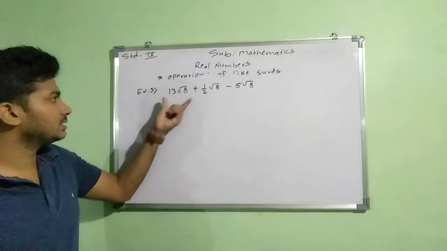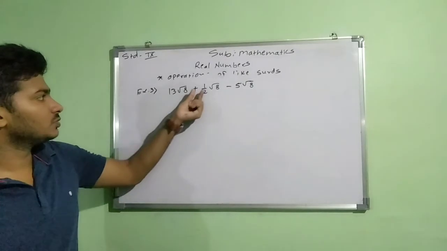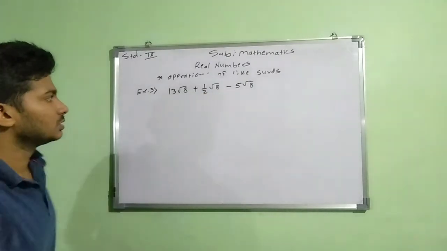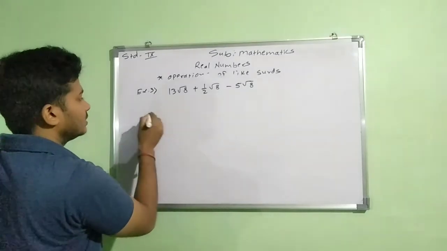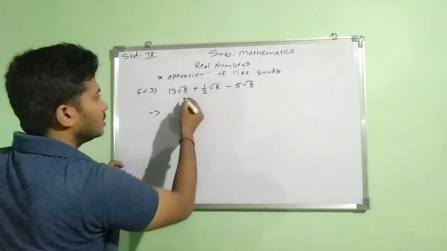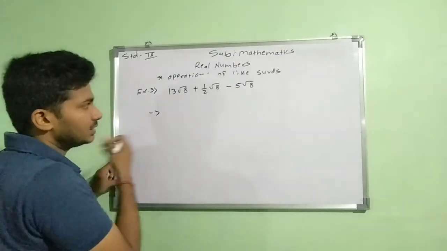So this is example number 3. 13 root 8 plus 1 by 2 root 8 minus 5 root 8. So we can see their surds are equal. Their radicands are equal, so they are like surds. So we can directly do the addition and subtraction.